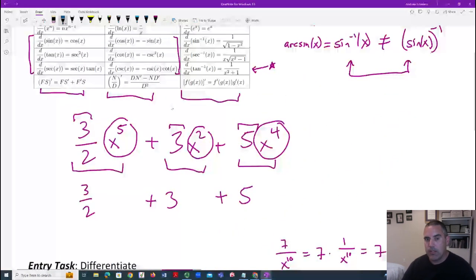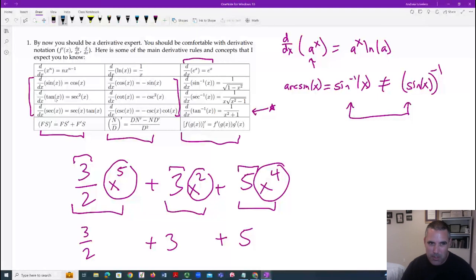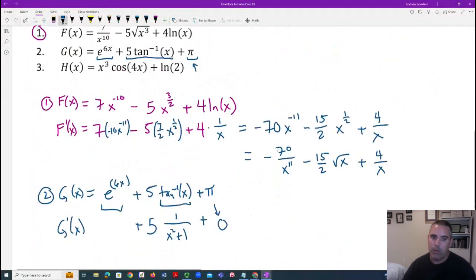This is when, if it doesn't fit the basic rules, then you're going to be saying product, quotient, or chain. This is a chain rule problem. You're going to do the derivative of the outside, and chain rule is something you do all the time, so you need to be comfortable with this, times the derivative of the inside.